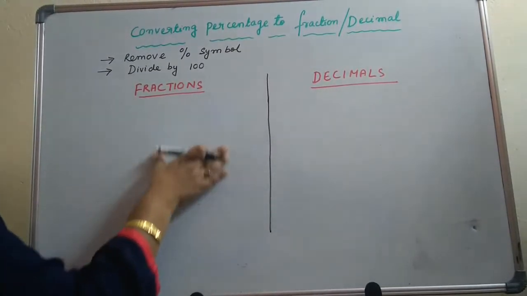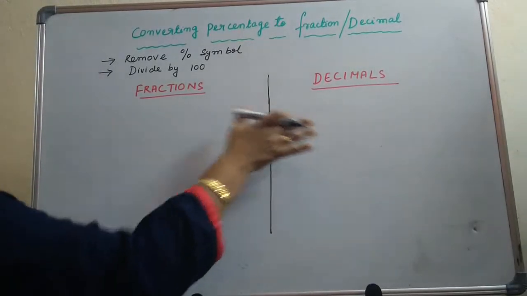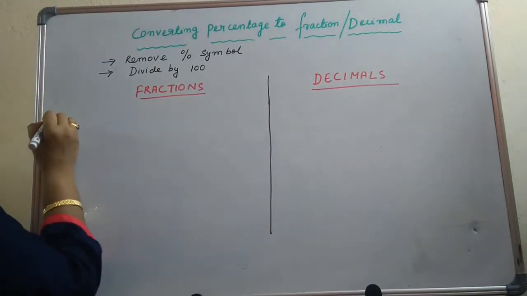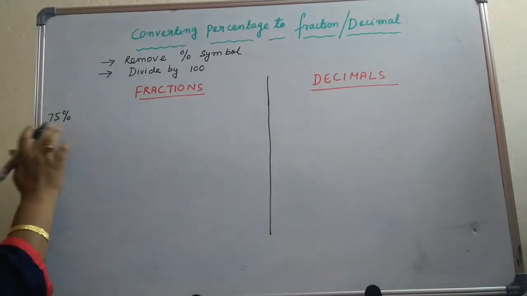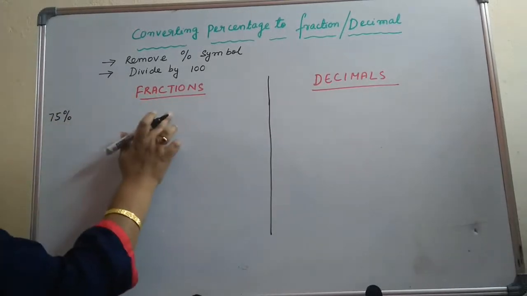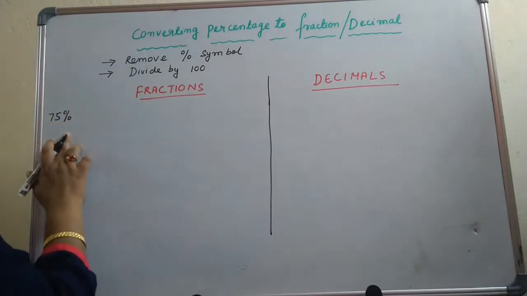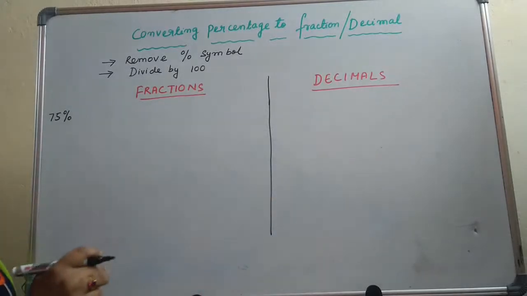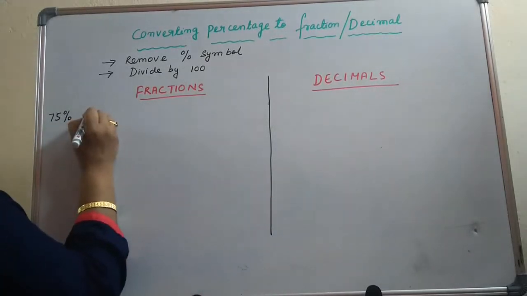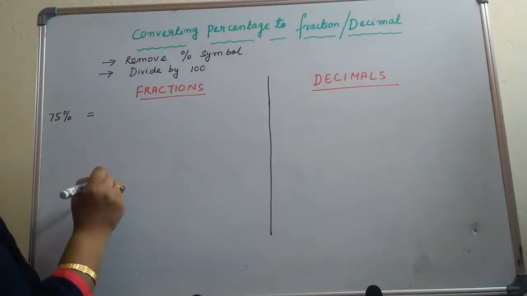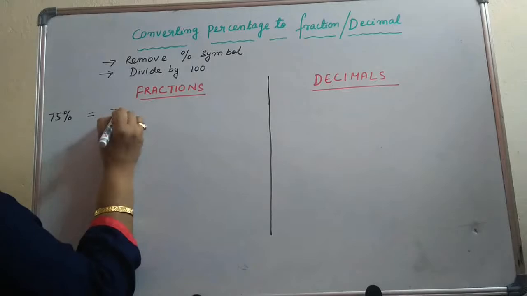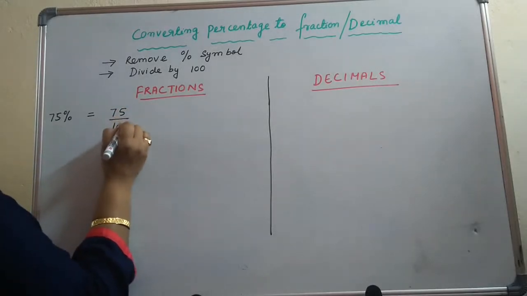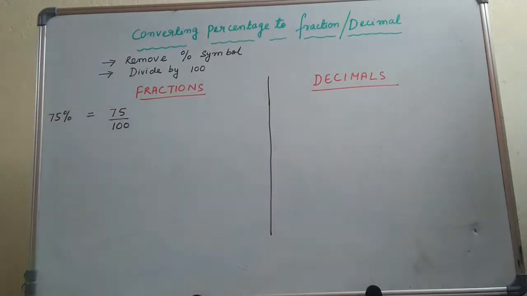In the first column, here I have made two columns, fractions and decimals. Suppose I have 75% here. This is the percentage which I have got, and I want to change it into fractions. I will write here, and when I have to change it into decimals, I will write it here. So 75% equal to, what we have to do first, you have to remove the percentage symbol and divide it by 100. So 75 by 100 is what you are going to write here.